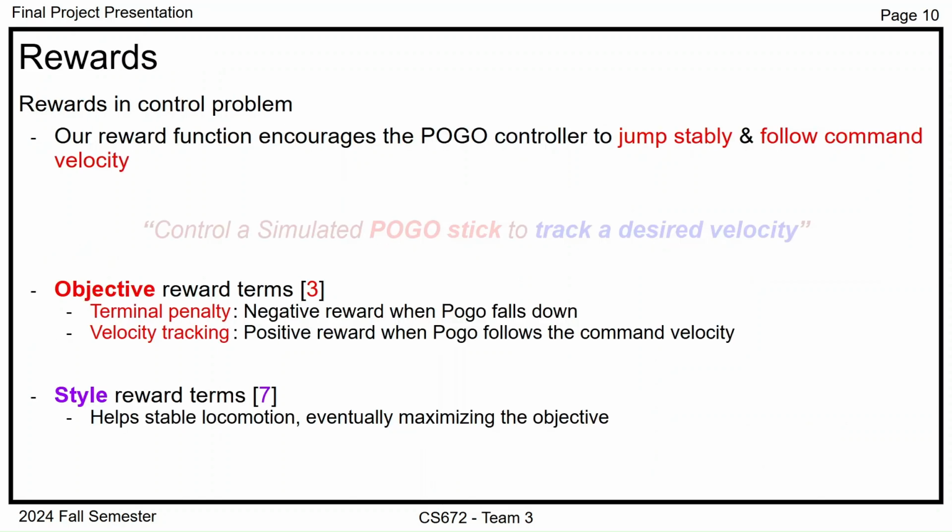The definition of reward quantifies our objective. There are 3 objective reward terms that directly encode the objective: punishing falling down and encouraging following velocity commands. Additionally, style reward terms help stable training and guide desired behaviors. Further details are shown in the appendix.